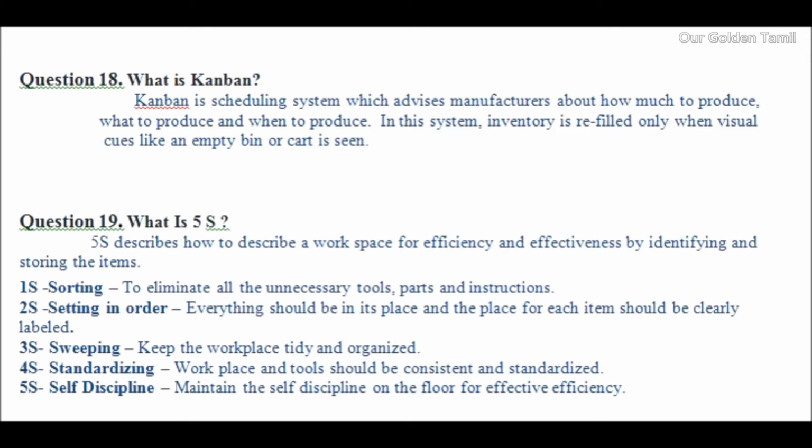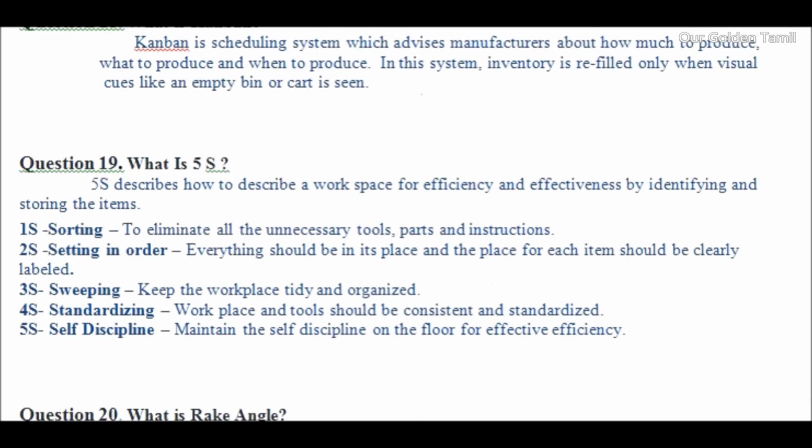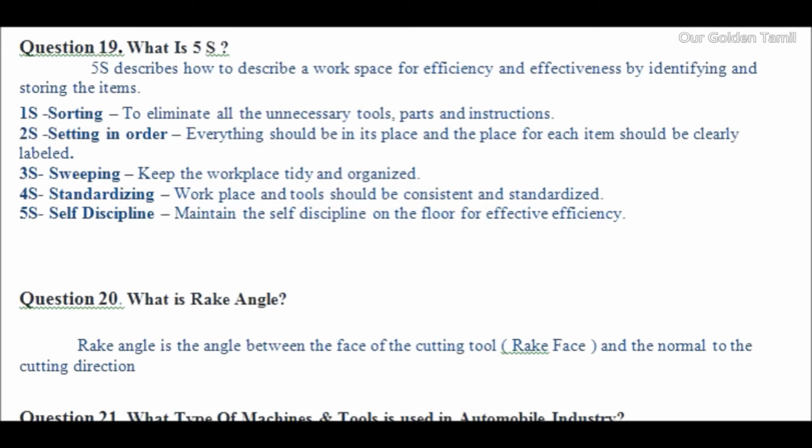Question 19. What is 5S? 5S describes how to organize a workspace for efficiency and effectiveness by identifying and storing the items. 1S sorting, to eliminate all the unnecessary tools, parts and instructions. 2S setting in order, everything should be in its place and the place for each item should be clearly labeled. 3S sweeping, keep the workplace tidy and organized. 4S standardizing, workplace and tools should be consistent and standardized. 5S self-discipline, maintain the self-discipline on the floor for effective efficiency.